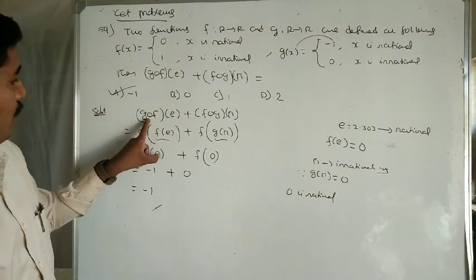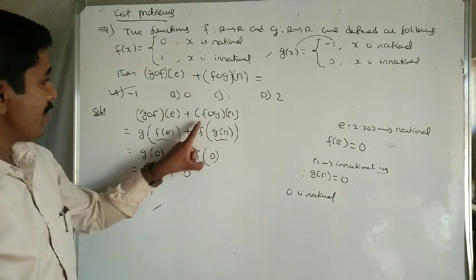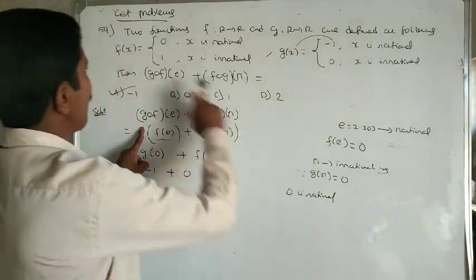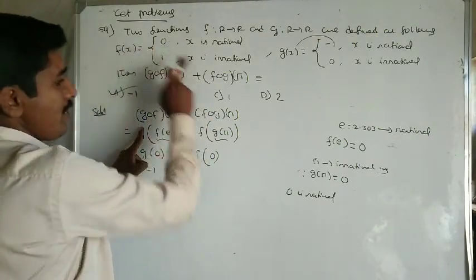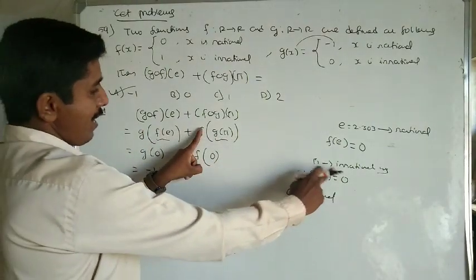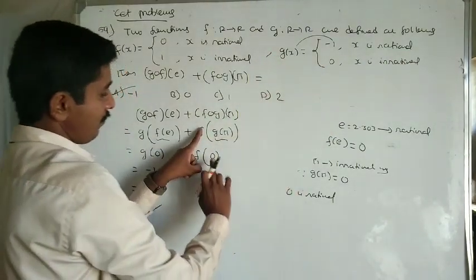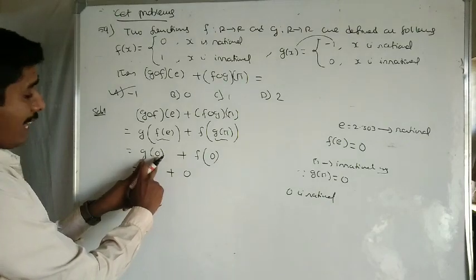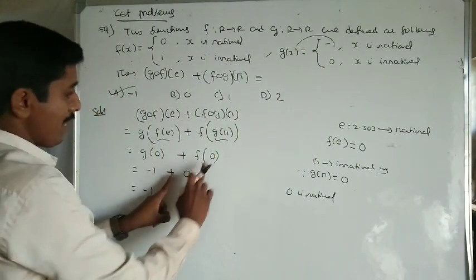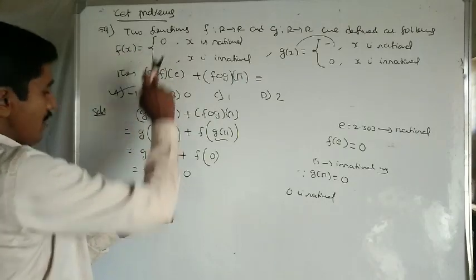Got it? gof of e plus fog of pi can be written as g of f of e plus f of g of pi. Mind it, clearly e is rational, so f of e equals 0. Next f of g of pi. Clearly pi is an irrational number. What about g of pi? If pi is irrational, g of pi value is 0. Clearly 0 is a rational number, g of 0 equals minus 1, plus f of 0. 0 is rational, f of 0 equals 0, giving minus 1.